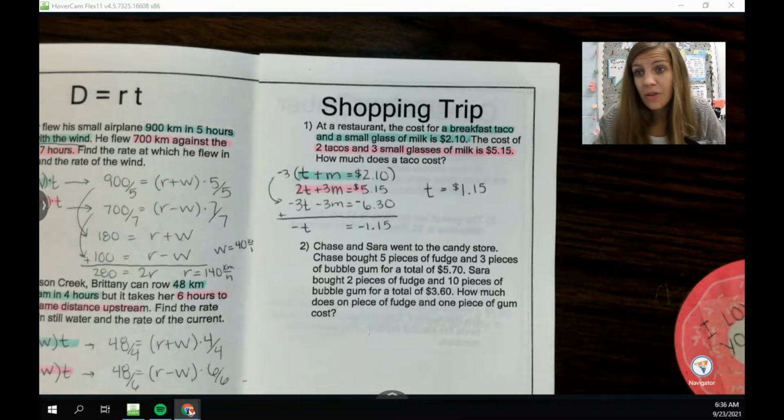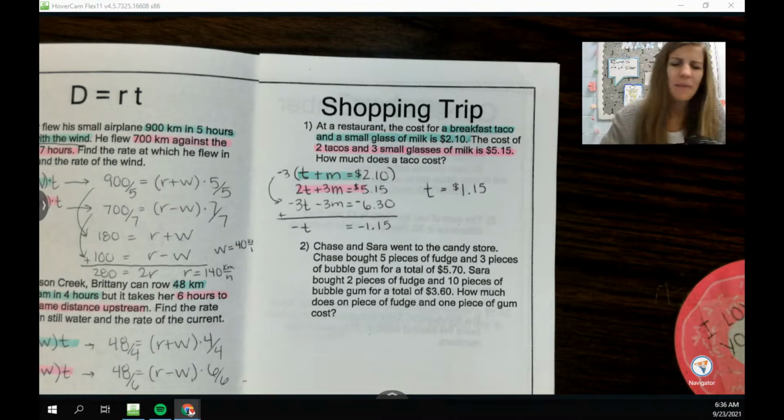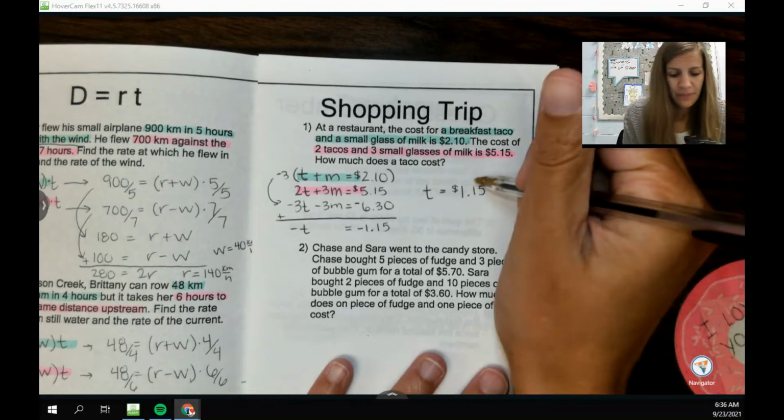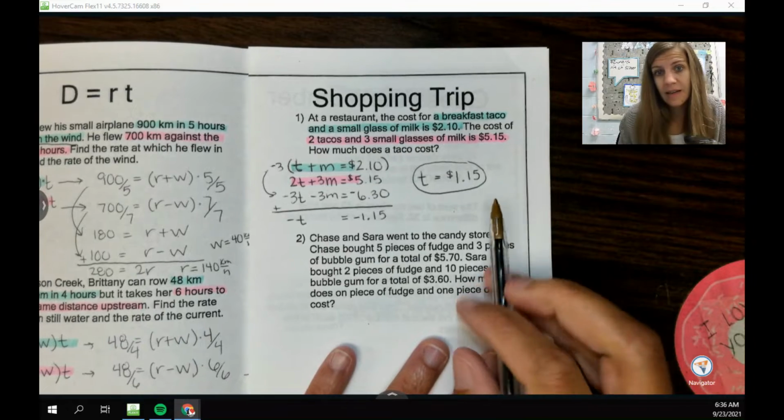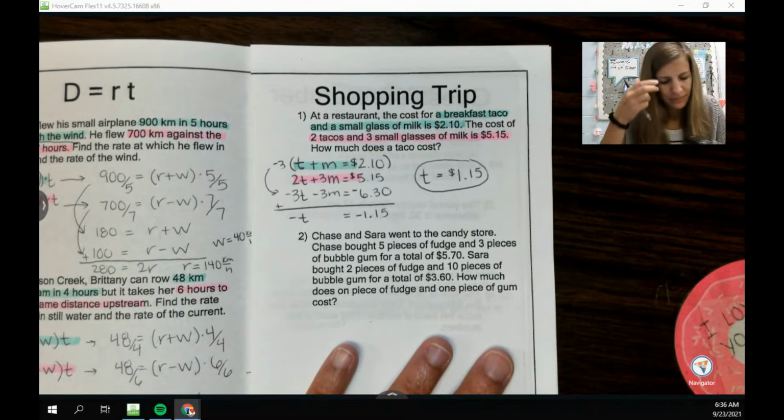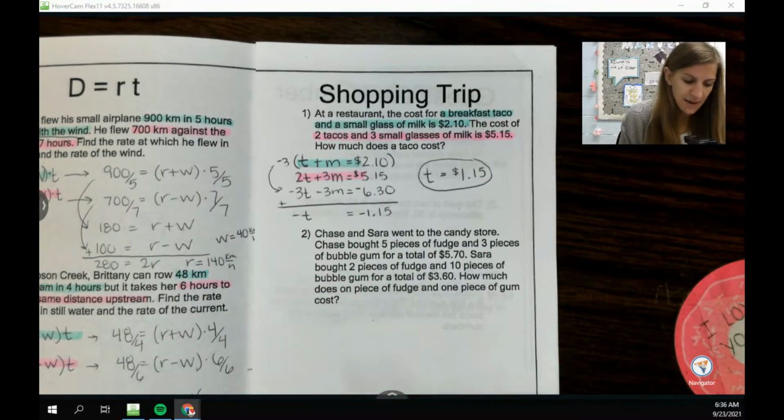If I had gone through and solved for m, I'd then have to plug it back in to solve for t. And if I'm trying to solve things quickly and efficiently, that wastes some time. Okay, so let's try another one like that.